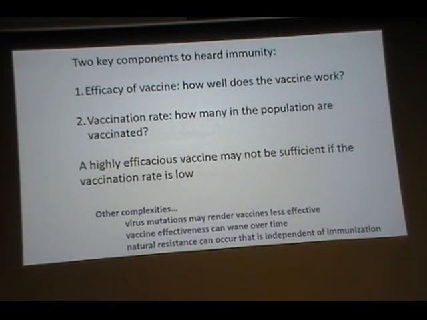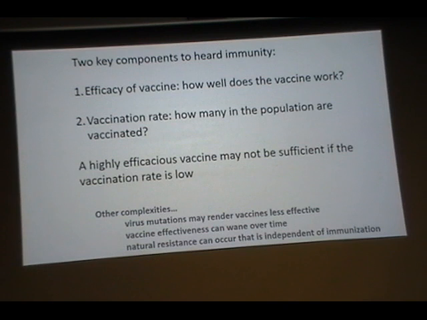The efficacy of the vaccine, how well does it work? If you have a vaccine that's not that good, then you're going to have trouble even though you're vaccinating people. How many people are actually getting vaccinated? You know, as clinicians, you should be encouraging your patients to go out and get vaccinated, get their children vaccinated, and that's going to protect people. The idea that vaccines are bad for people has been disproven, so you should be aware of that as well. So a highly efficacious vaccine may not be sufficient if the vaccine rate is too low. And then there are other complexities that are more difficult to predict, like viral mutations.